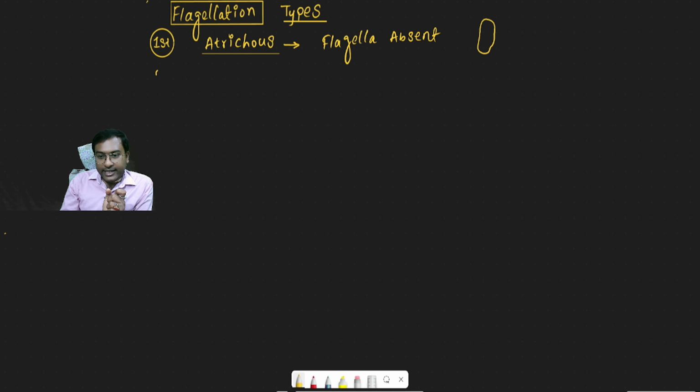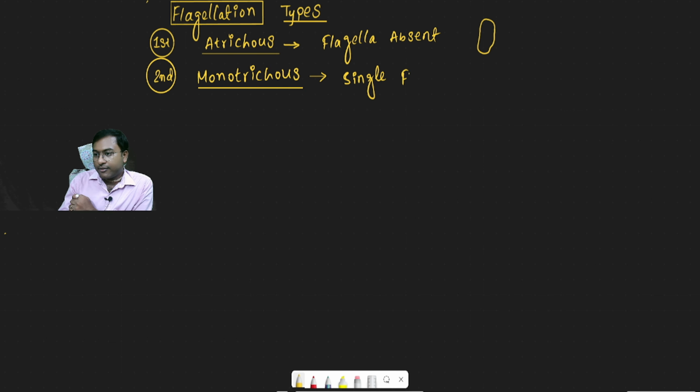Now come to the second type, known as MONOTRICHOUS. Here only a single flagellum is present. Flagellum is the singular form. So here a single flagellum is present, and this kind of structure is seen. This type is known as MONOTRICHOUS.